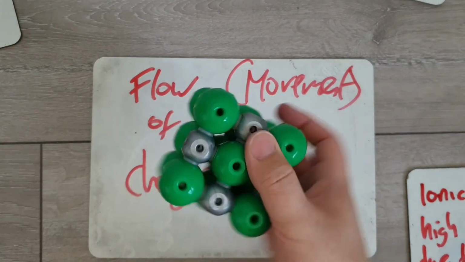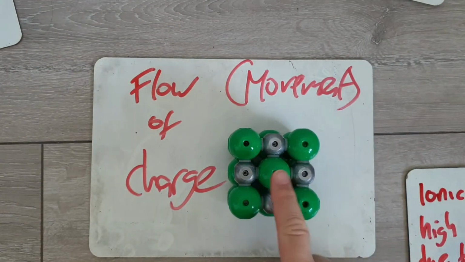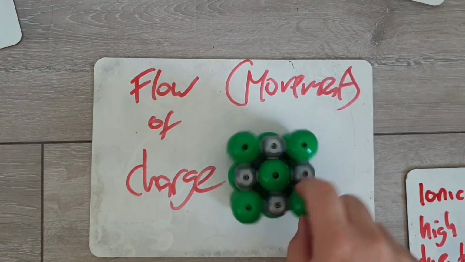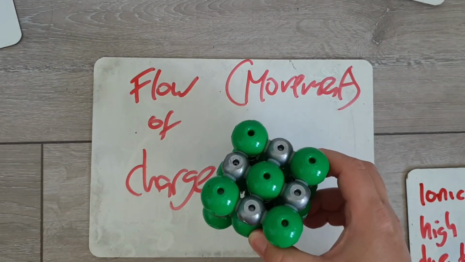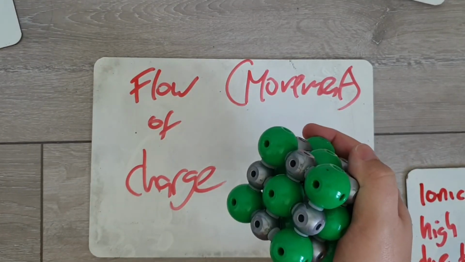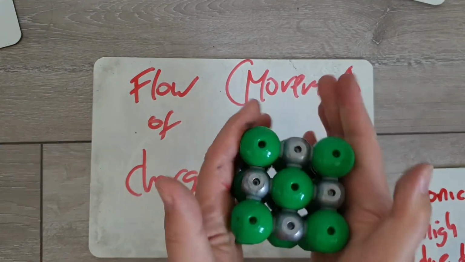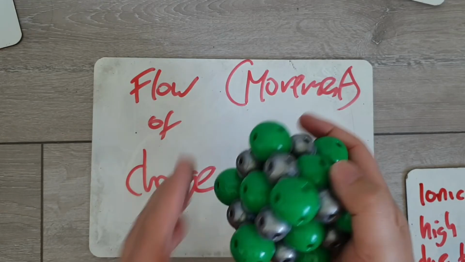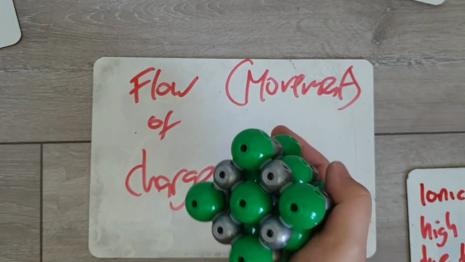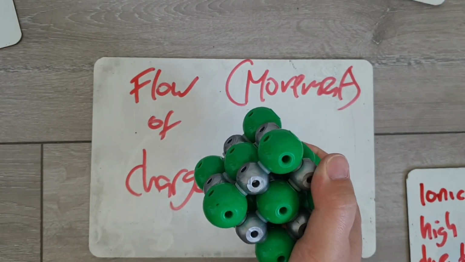Here's our ionic compound. Do we have charges? We've got loads of them. Every single green is a negative ion. Every single grey is a positive ion. We've got loads and loads of charge, but it can't move because it's stuck in the lattice. They cannot be pulled apart. They don't move apart. So when ionic compounds are solid, they do not conduct electricity.